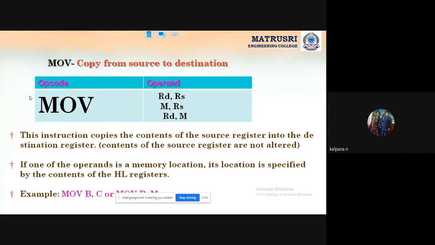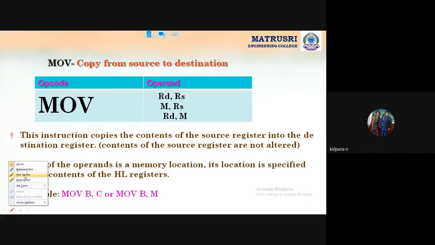For example, MOV B comma C. Here B and C are registers. Which one is the source register? C is the source register, and B is the destination register. So MOV B comma C means the data present in the C register is copied into the B register, and the data will be present in both registers, C and B.